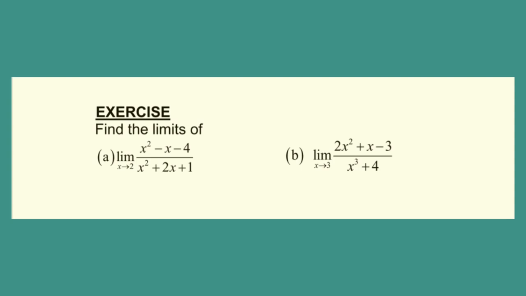Please do the exercise. I give you the answer. For A, the answer is negative 2 over 9, and B is 18 over 31.